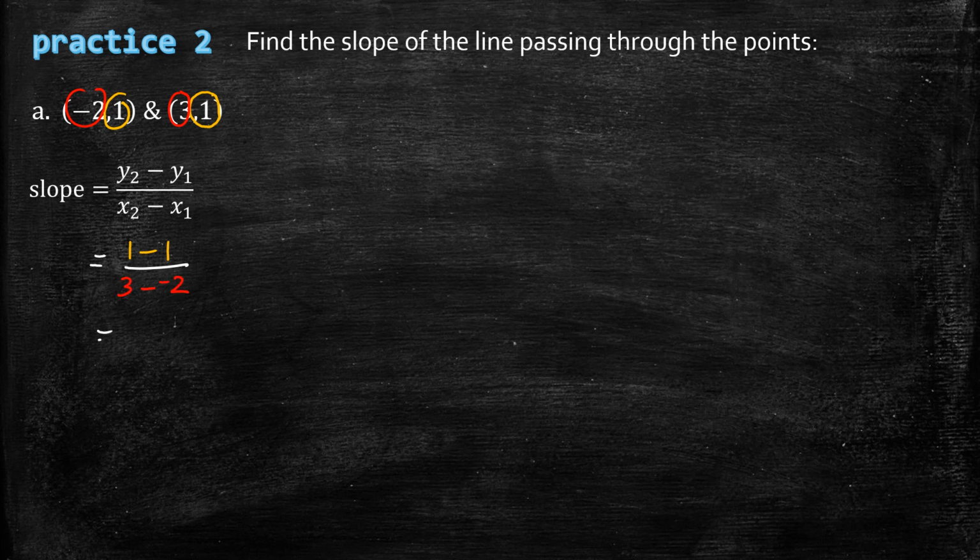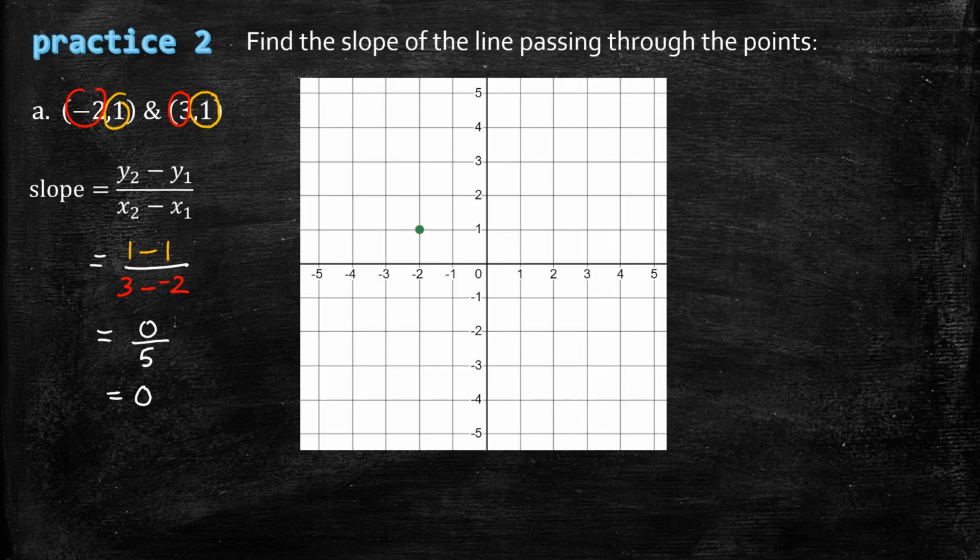And that gives us 0. That's interesting. 0 over 5, which in fact is just 0, because 0 divided by any number is always 0. So what does a line with a slope of 0 look like? Well, let's graph these points. Negative 2, 1 is graphed already, and 3, 1 is here. And what this means, let's have a look.